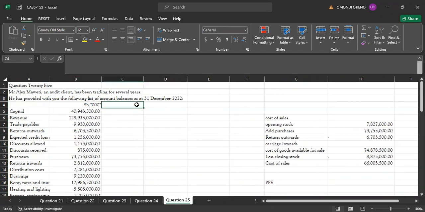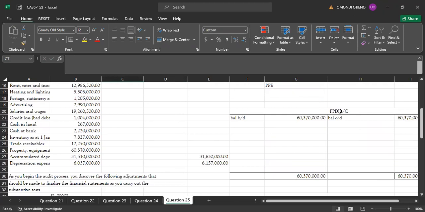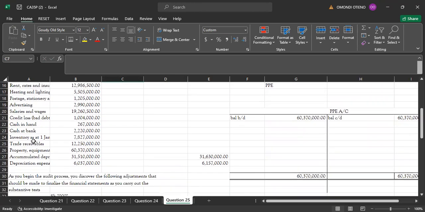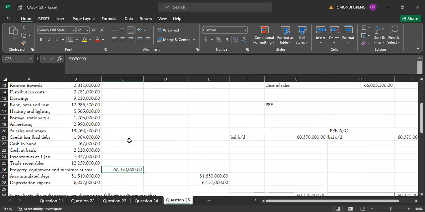So I can simply come here and say debit and then credit. I now know very well, just by dealing with these two items, the PPE. I know very well that for the asset account, the balance brought down has a debit balance. So I will come here to my PPE, property and equipment. I know very well it has got a debit balance. That's where I'm going to put it.